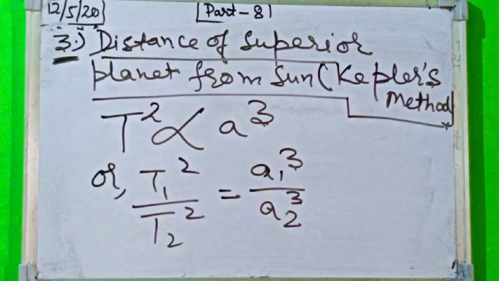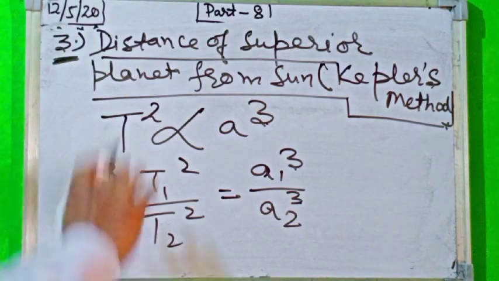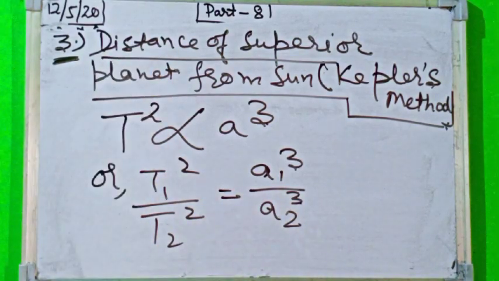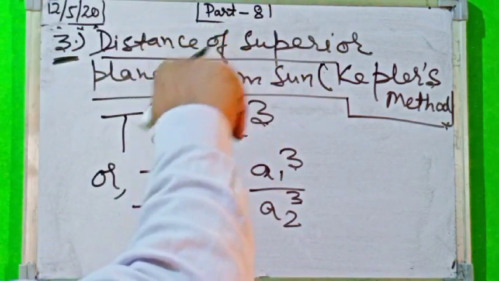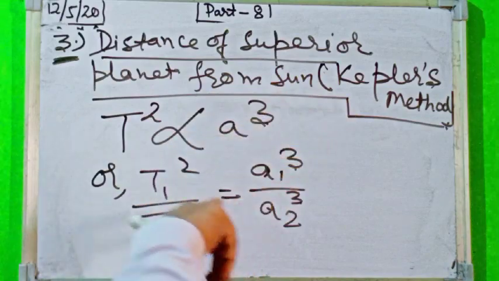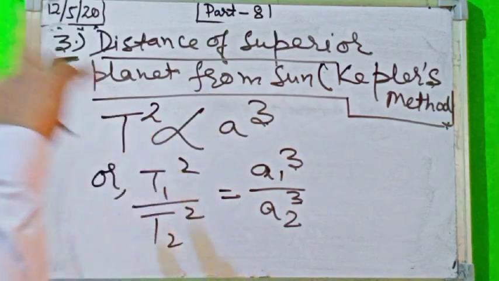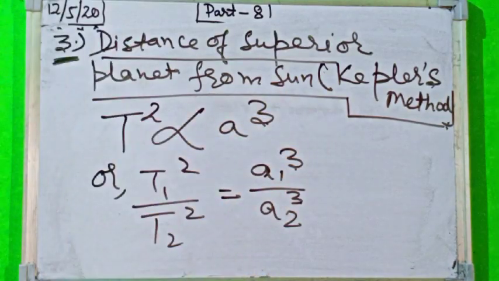Suppose we are comparing it for 2 planets from the earth. You know the time period for one planet, the other planet is unknown. You know these 2 values, and from these values, with the help of Kepler's method, you can calculate the distance of the planet from the sun. You can calculate the separation of the planet.